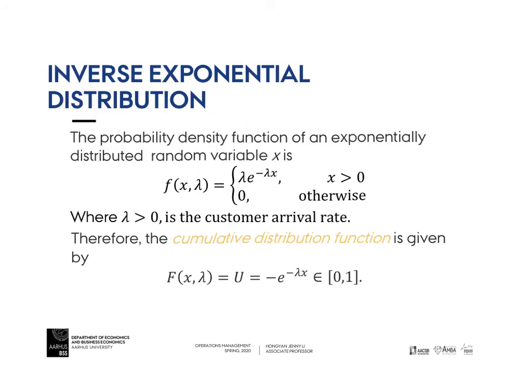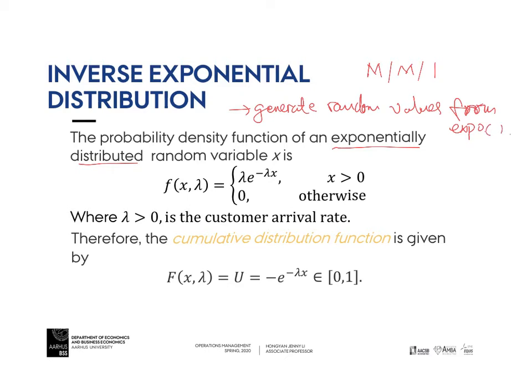Since we assume the customer arrival process is M and the customer service time is also M, we actually assume they are exponentially distributed random variables. So that's important. We need to know how to generate random values from exponential distributions. First, let's see the probability density function of an exponentially distributed random variable x, f(x; lambda). When lambda is greater than 0, lambda is the customer arrival rate. Otherwise, there is no customer. Therefore, we're interested only in the positive part.